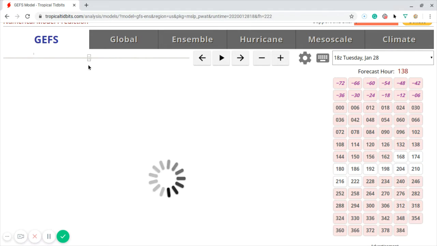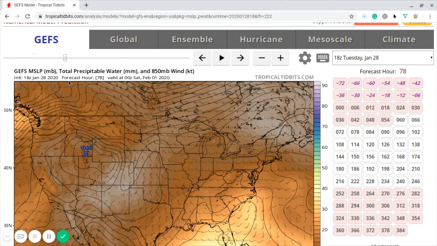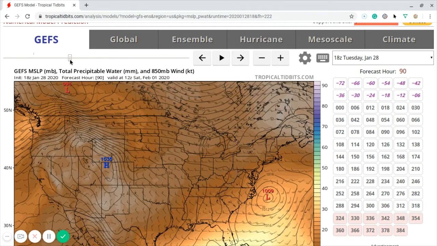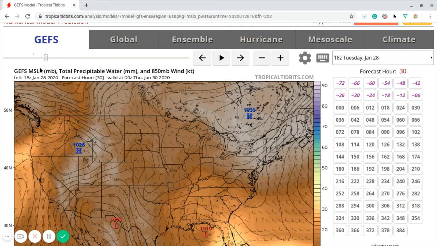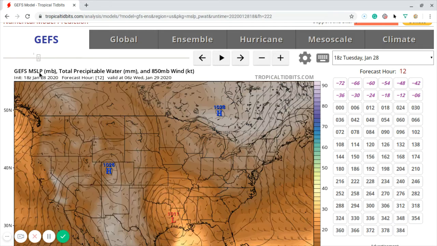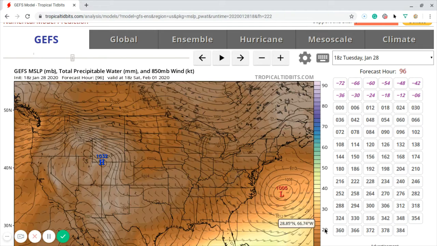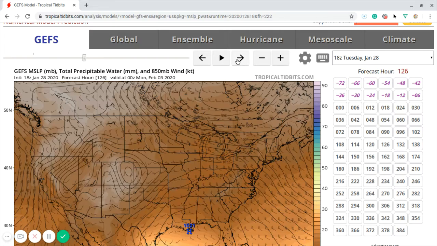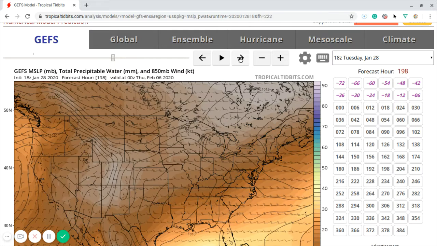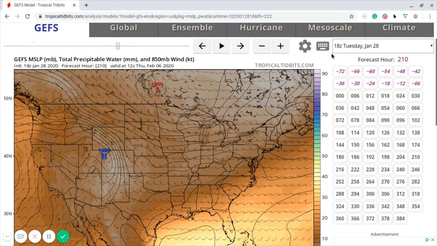The GEFS model is saying that the nor'easter is pretty much going to go like that. So this probably won't even bring any snowfall to the northeast. And we see it skips around. See that first storm system we have tomorrow, and then we see a little bit of potential, which could have been a nor'easter, but it's not really. It's not looking too good for a nor'easter at this point.